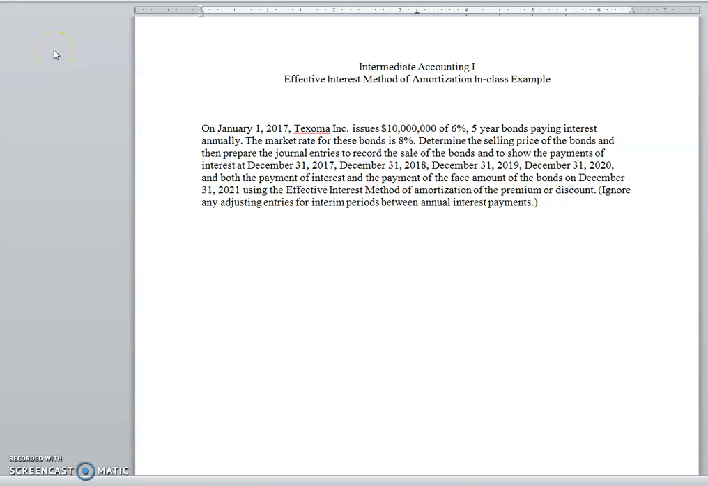Okay, students, we're back. We're on chapter 13 on liabilities. And before I go over the homework, I wanted to start by going over an effective interest method amortization problem.